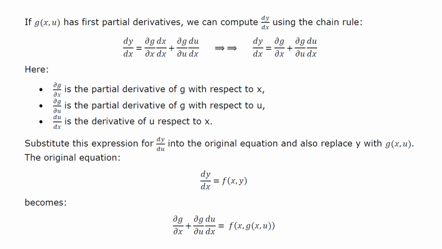If g has first partial derivatives, we can compute dy/dx using the chain rule. Here, the partial of g with respect to x is the partial derivative of g with respect to x. The partial of g with respect to u is the partial derivative of g with respect to u. And du/dx is the derivative of u with respect to x. Next, we can substitute this expression for dy/dx into the original equation and also replace y with g.